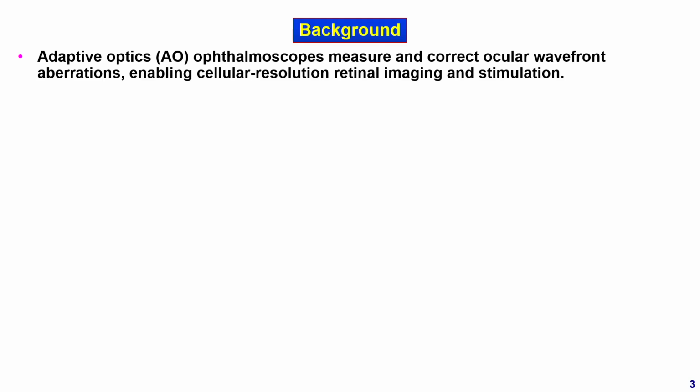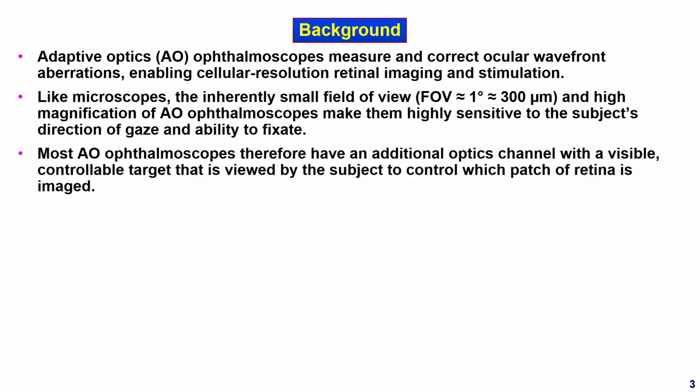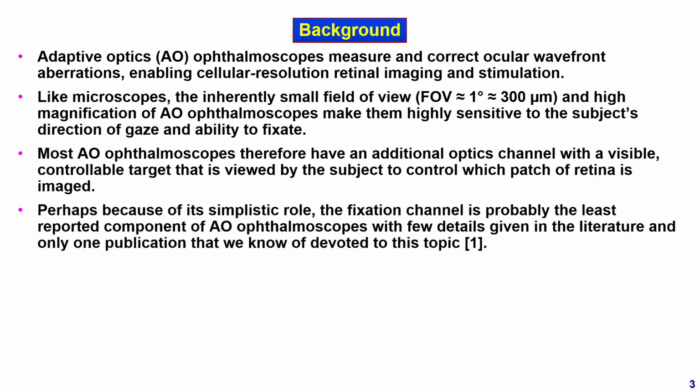AO ophthalmoscopes measure and correct ocular wavefront aberrations, enabling cellular resolution retinal imaging and stimulation. Like microscopes, the inherently small field of view and high magnification of AO ophthalmoscopes make them highly sensitive to the subject's direction of gaze and ability to fixate. Most AO ophthalmoscopes therefore have an additional optics channel with a visible, controllable target that is wielded by the subject to control which patch of retina is imaged.